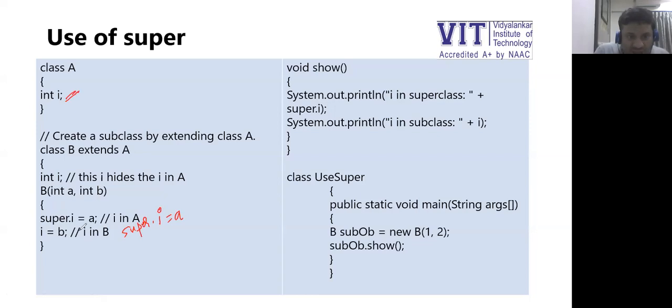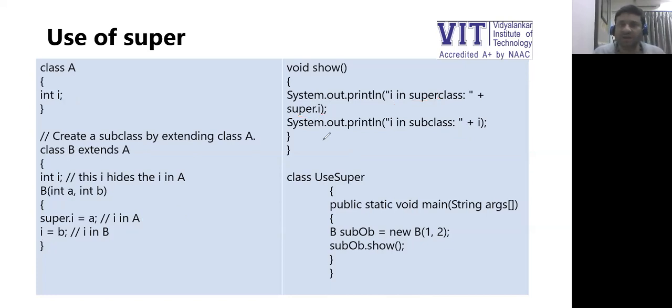So A is assigned to the superclass i and B is assigned to the subclass i. Even while displaying, if I want to display the i of the superclass, I should write super dot i. And if I simply write i in class B, then it is i of class B. So basically, what is the super keyword? The super keyword is used to access the superclass members in a subclass. Let us see further detail.